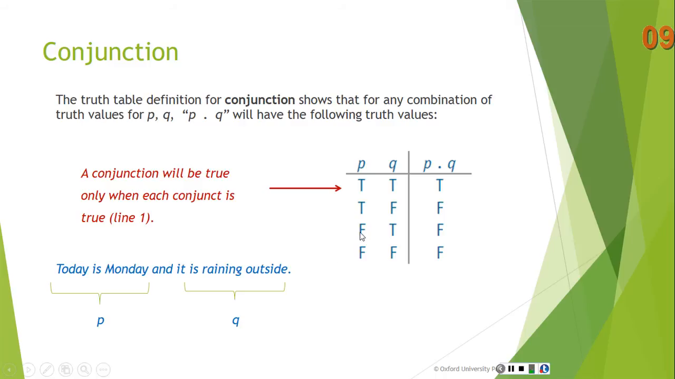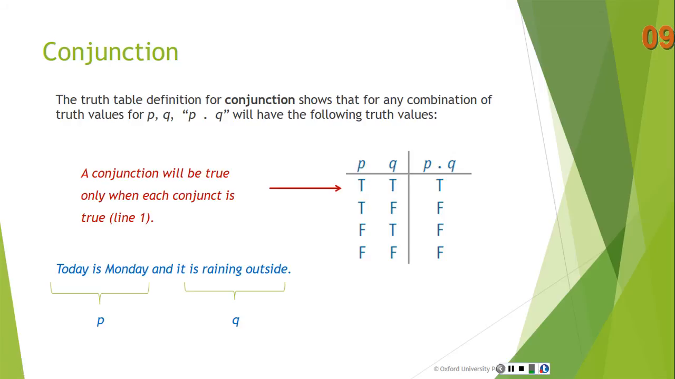Now what if he says, today is Monday and it's raining outside, and it's actually Tuesday, so P is false, and it is raining outside? Well, the whole thing is false. And if it's Tuesday and it's sunny, the whole thing is false. So it's very intuitive here. And note that the only time that a conjunction is true is when both conjuncts come out true. That's an easy way to remember the truth table.